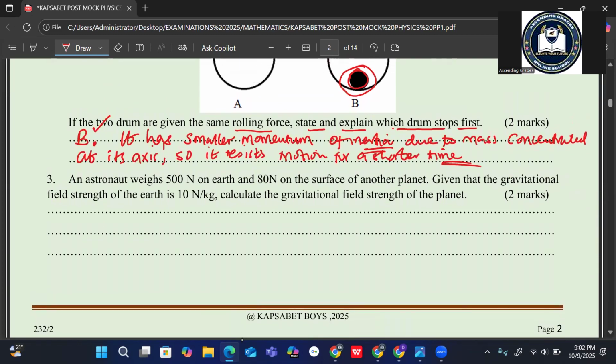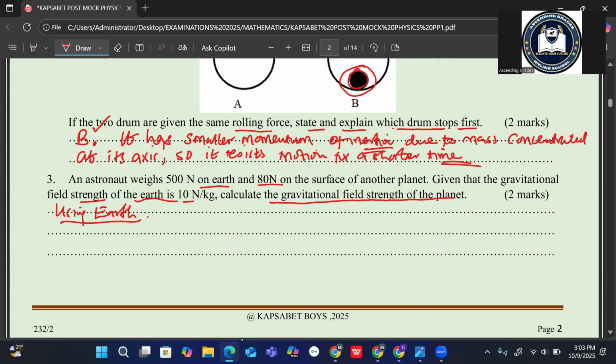We have question 3. It says that an astronaut weighs 500 newtons on Earth and 8 newtons on the surface of another planet. Given that the gravitational field strength of the Earth is 10 newtons per kg, calculate the gravitational field strength of the planet. So, what are we supposed to look at in this case? The first thing is using Earth.